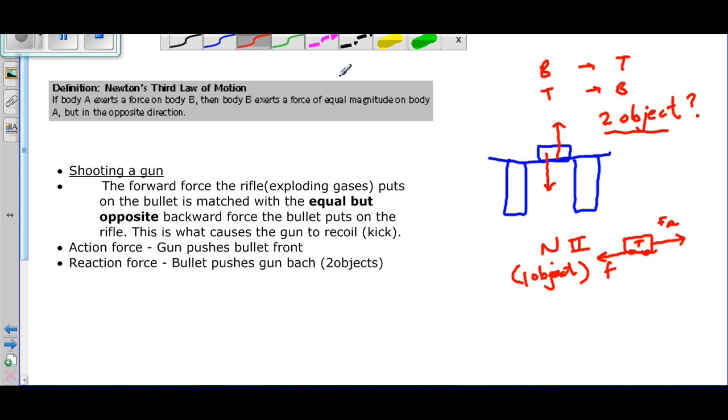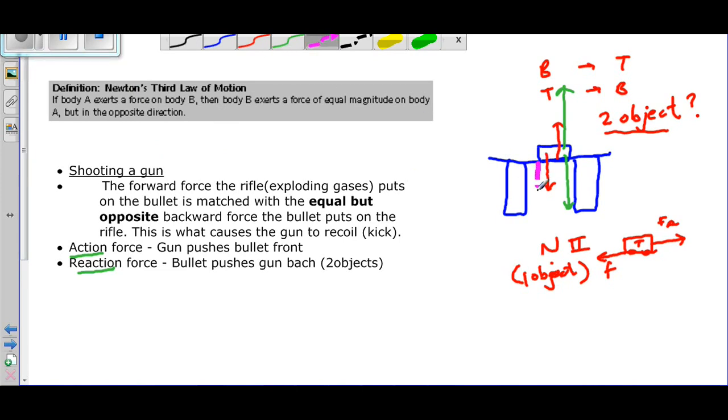We could also say in this case that the earth is pulling the book down and the book is pulling the earth up, and those will also be the two objects that are acting, and we call them action-reaction pairs. We can ask a question here, why doesn't the book move?